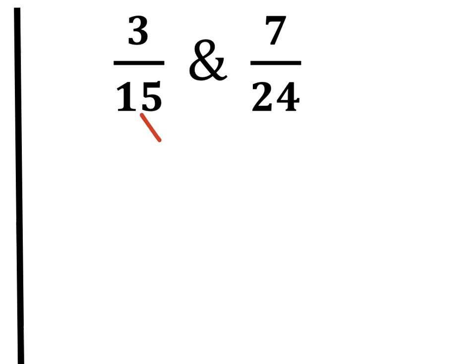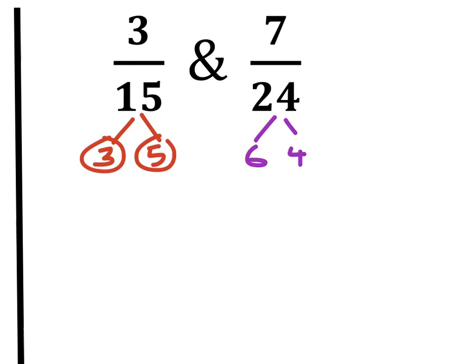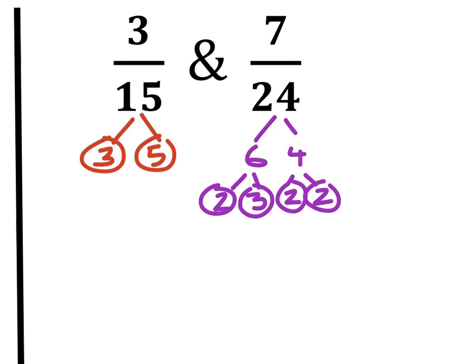Let's look at 15. Let's split this up. The prime factors of 15 are 3 and 5. Bam. As far as we need to go on that. 24, I would split this up into 6 and 4. You could have done 12 and 2, and that would have been fine. You could have done 3 and 8. It wouldn't matter. In any case, 6 would split up into 2 and 3, and 4 will split up into 2 and 2. Now, I have all my prime factors for both of these, right?